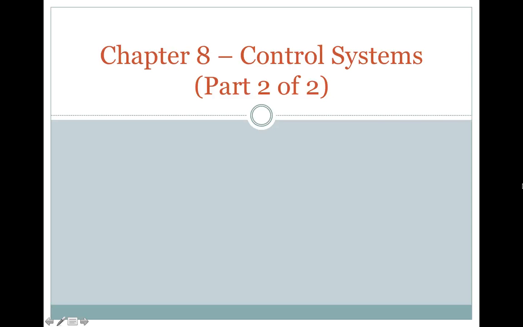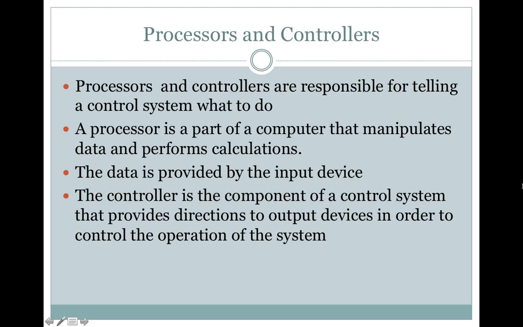Chapter 8, Control Systems, Part 2 of 2. Processors and Controllers. Processors and controllers are responsible for telling a control system what to do.